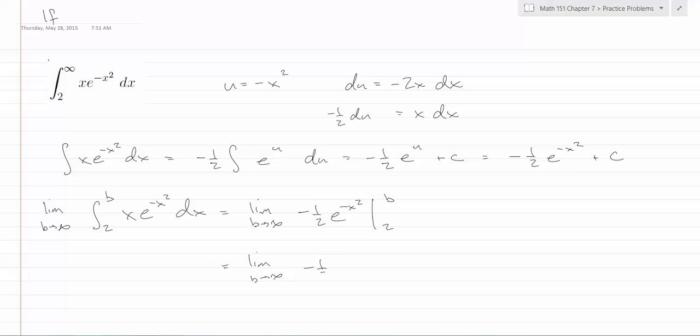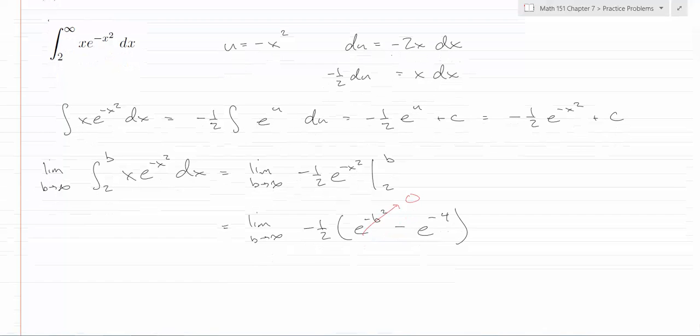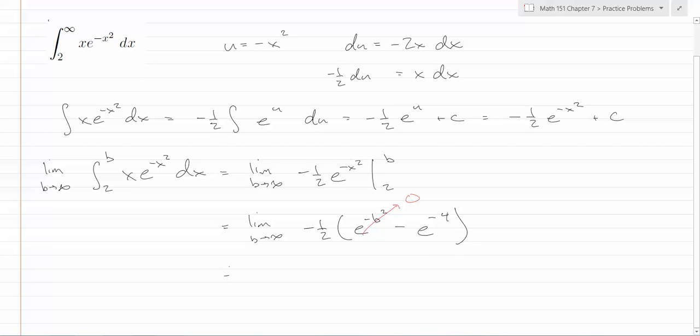So I'll pull the minus 1/2 out here. So you'd have e to the minus b squared minus e to the minus 2 squared, which is 4. And if b goes to infinity, e to the minus b squared is going to go to 0, because that's the same as 1 over e to the b squared. So that goes to 0.